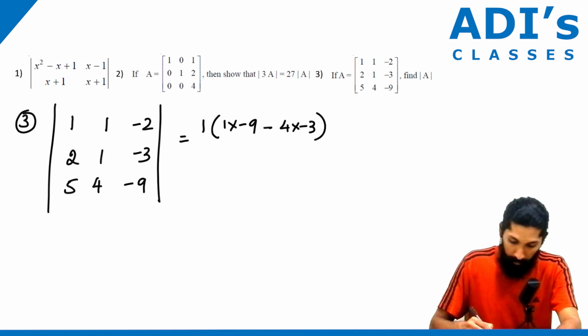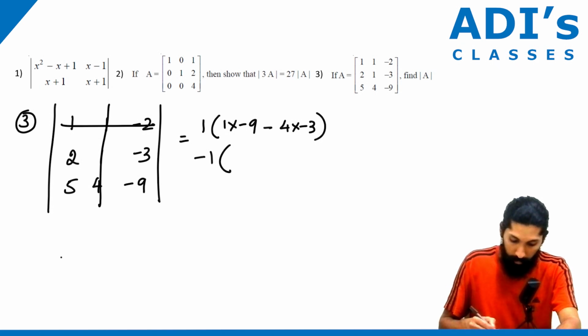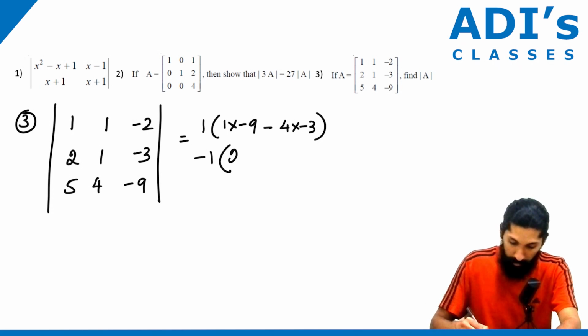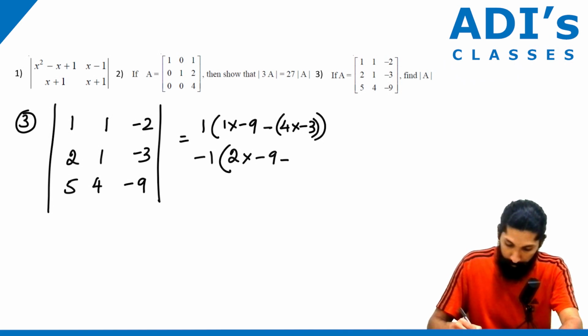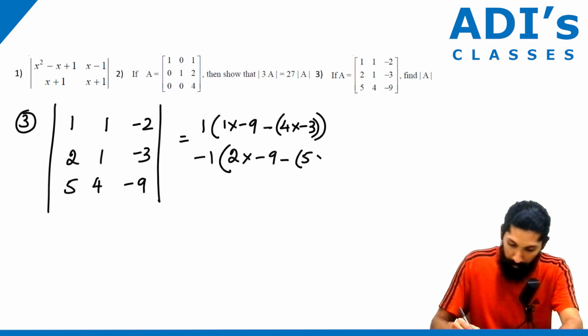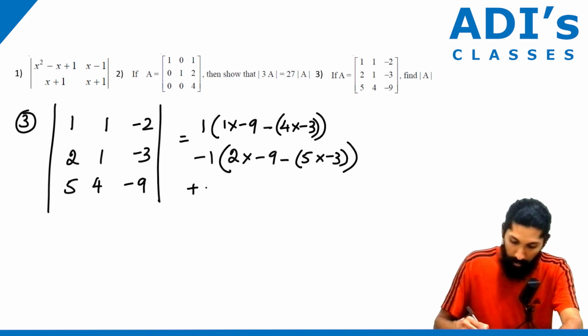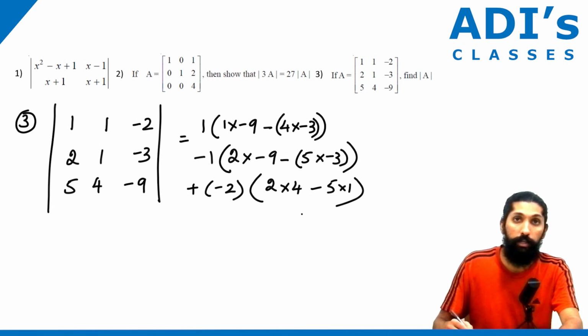Okay. Next one, minus 1 into, take off the row, take off the column. This is what you have. So in this one, what you have? 2 into minus 9 minus of, let's put it in a bracket, to be easier for you, 5 into minus 3. Next, plus minus 2 into 2 into 4 minus 5 into 1. This is what you get.